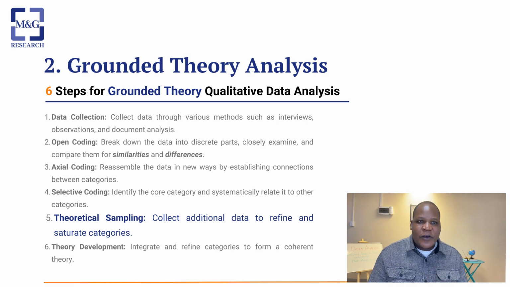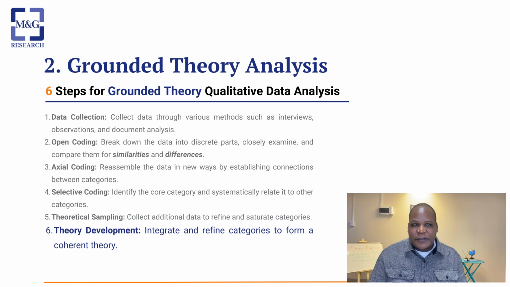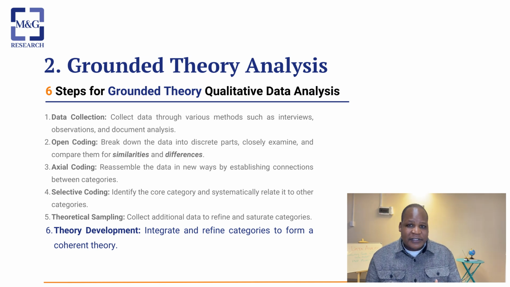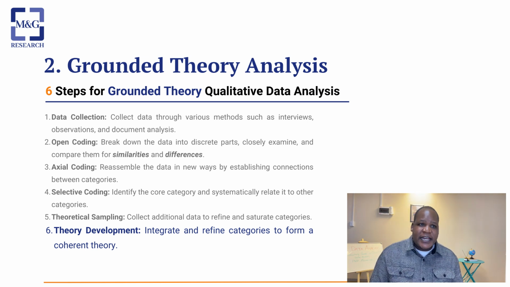And then the final aspect, theory development in grounded theory, is whereby you integrate and refine the categories to form a coherent theory. So these are the processes that help you to define and establish a clear grounded theory as a qualitative data analysis.